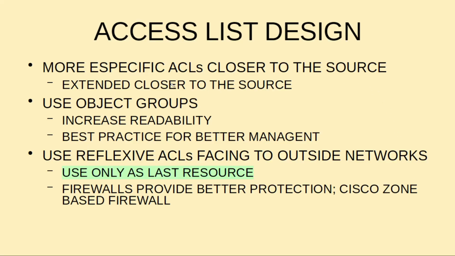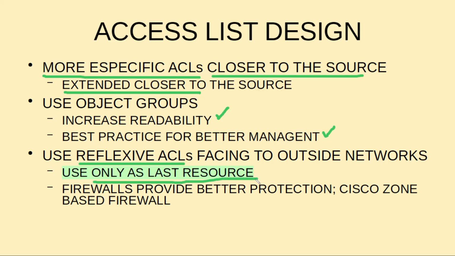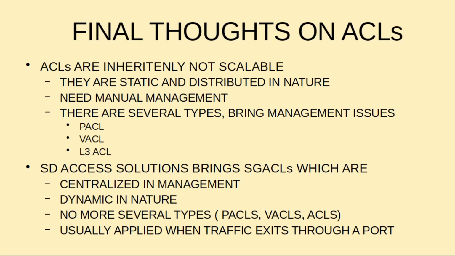Now let's talk about access list best practices. Probably the most important one is that we should place more specific ACLs as close as possible to the source. In that case, we should use extended ACLs. We should use object groups because with object groups, our ACLs become shorter, easier to read and easier to manage. There is the possibility to use reflexive ACLs in order to provide stateful inspection. However, we should save that as only a last resort. We should rather use real firewalls.